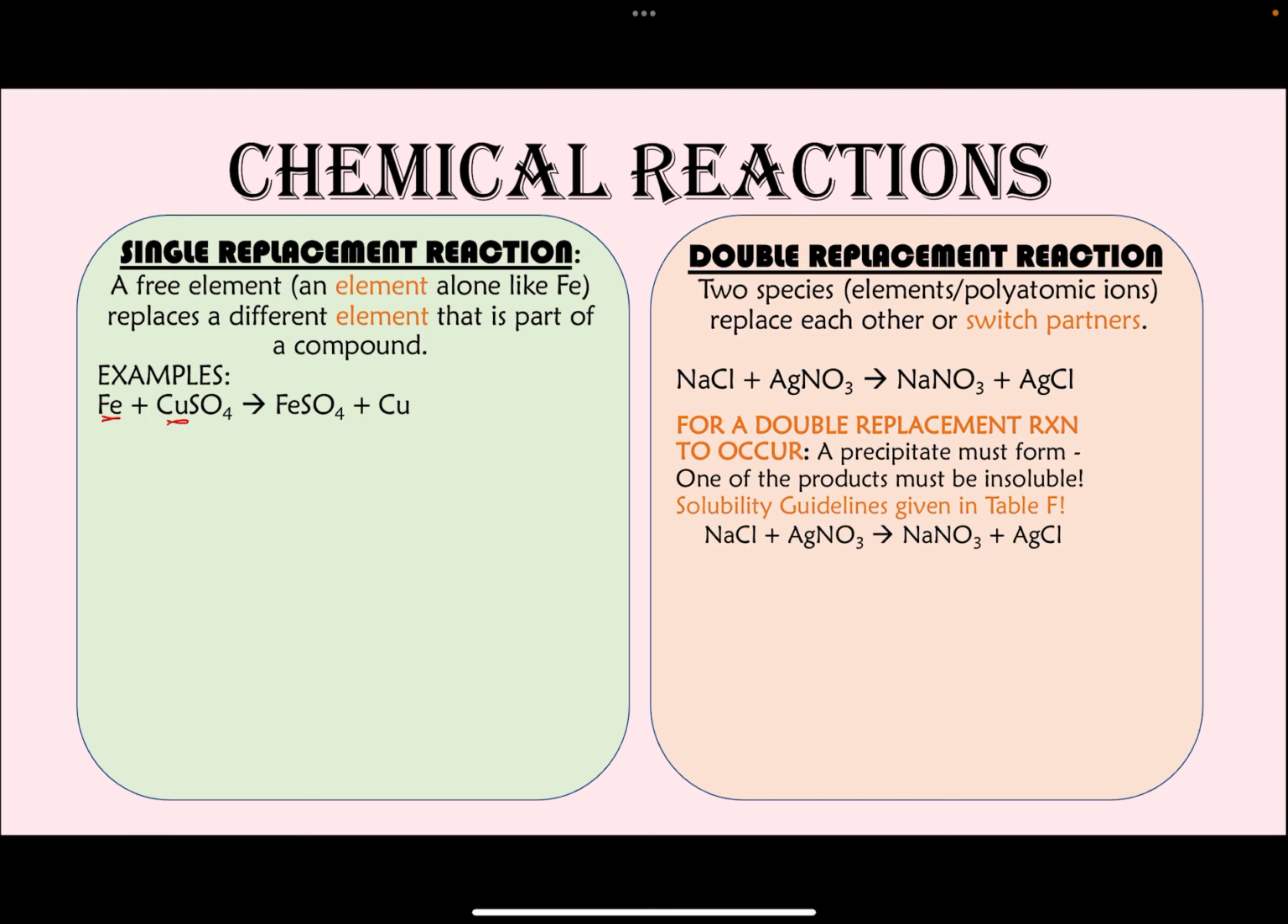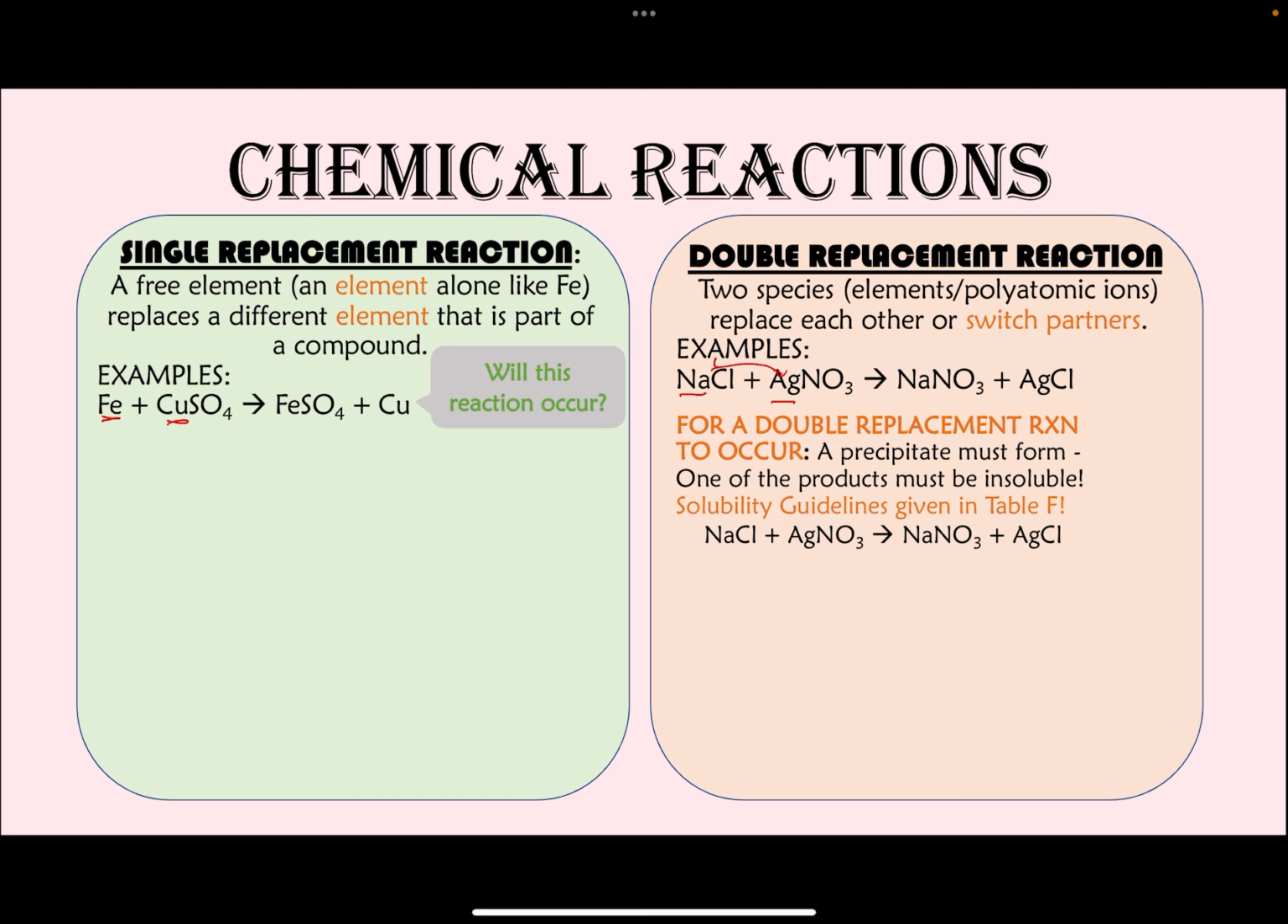Double replacement, on the other hand, is when we have 2 species that replace each other, or switch their partners. The example given here, there's only one example actually, is sodium chloride combining with silver nitrate. The sodium and silver are both replacing each other. So this will be your double replacement reaction. For single replacement and double replacement reactions, we are also going to talk about whether the reactions are actually going to occur, because they don't always occur.